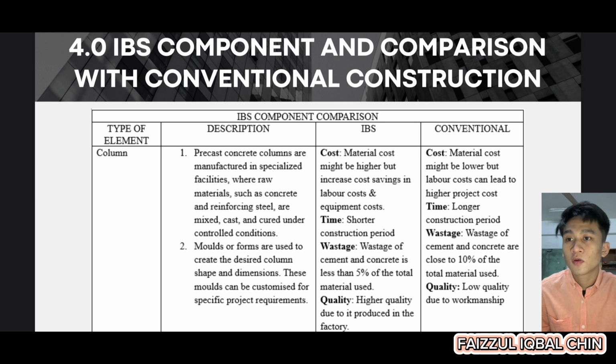Wastage of cement and concrete is less than 5% of the total material used for IBS. For conventional, wastage of cement and concrete is close to 10% of the total material used. For the quality, IBS has higher quality because it is produced in the factory. For conventional, the quality is low due to workmanship.